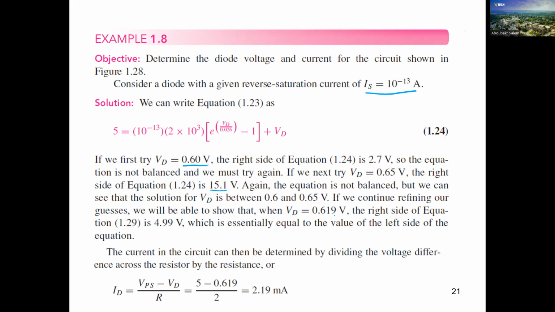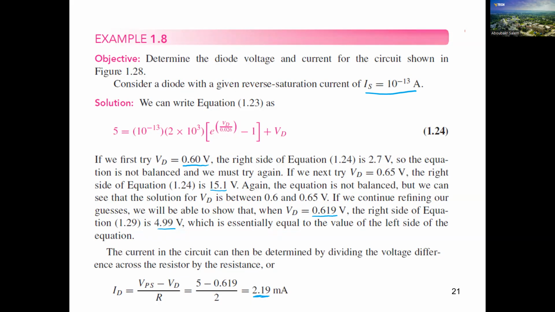Actually, if you do that, here in the textbook, he got VD equals 0.619 and the left hand side is 4.99. So this is acceptable. So we can say now this is the value of VD, which is essentially equal to the value of the left hand side as we mentioned in this equation. Then the current in this circuit, guys, can be determined by dividing the voltage. So now you can substitute in the equation I equals V power supply minus VD divided by R. So R is given in this example equals 2 ohm. So 5 minus 0.619 divided by 2 is 2.19 ampere. So this is the value of current in this circuit.